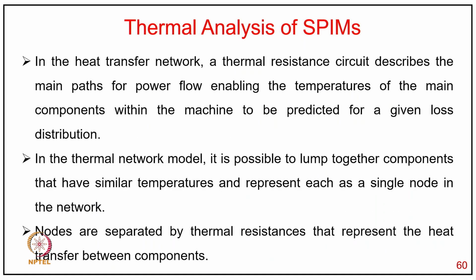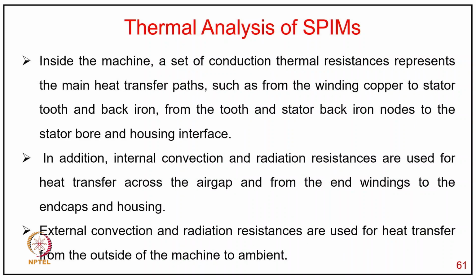In the heat transfer network, a thermal resistance circuit describes the main parts of the power flow, enabling the temperature of the main components within the machine to be predicted for a given loss distribution. In the thermal network model, it is possible to lump together components that have similar temperatures and represent each as a single node in the network. Nodes are separated by thermal resistances that represent the heat transfer between the components.